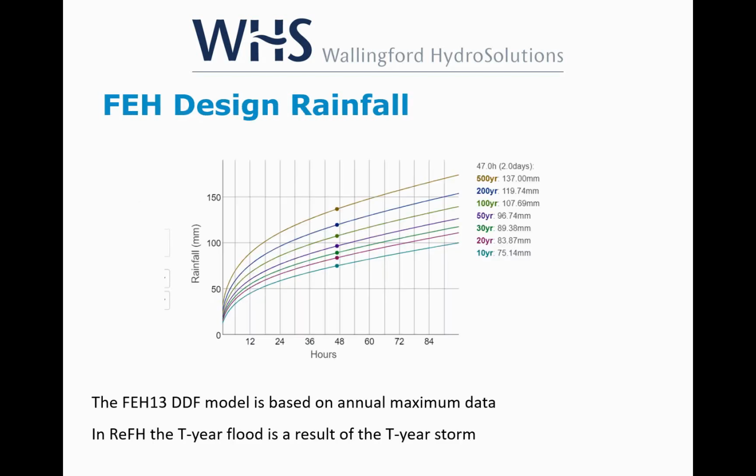So here's a quick diagram of the FEH13 design rainfall, and you can see that we've got a number of curves for different durations and return periods. So for any given return period, we can estimate for a given duration the rainfall depth. So the FEH13 DDF model is based on annual maximum data. It's also worth noting that the T-year flood is a result of the T-year storm, and this is different to the FSR method. So 1 in 100 year flood is a result of a 1 in 100 year storm.